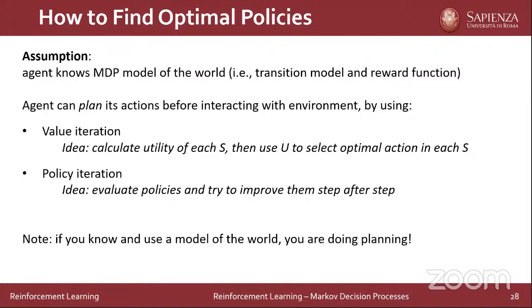So in value iteration, the idea is to calculate the value for each state, and then use this value to select the optimal action. Instead, in policy iteration, you start with a policy, you evaluate your policy, and you try to improve your policy step by step. So in one case, you compute the utilities and you use them to compute your policy. In the other one, you use directly a policy. You start from a policy and you try to optimize your policy.